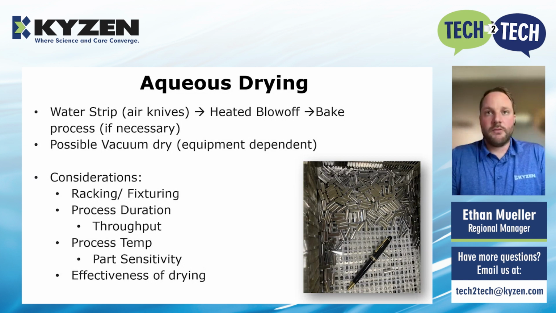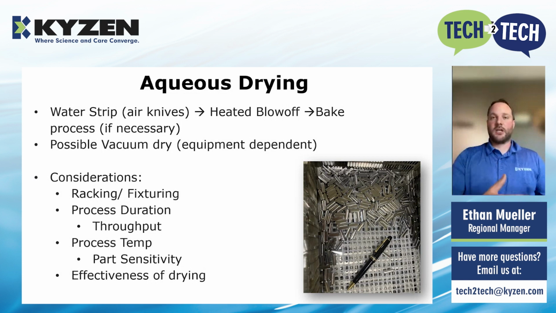The throughput, again, we really need to think about throughput when we're thinking about drying. Drying can be a limiting factor in the cleaning process, and so something that needs to be sorted out prior to making an investment. The process temp: a lot of times you can increase the temperature of your process to speed up how quickly something dries. Of course, some things are sensitive to temperature. Aluminum and plastics tend to have temperature sensitivity. Something that needs to be considered ahead of time.